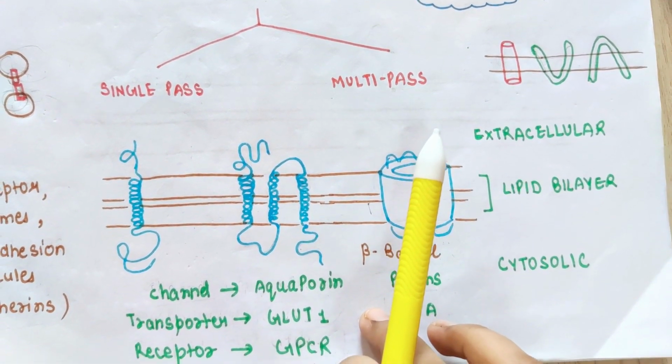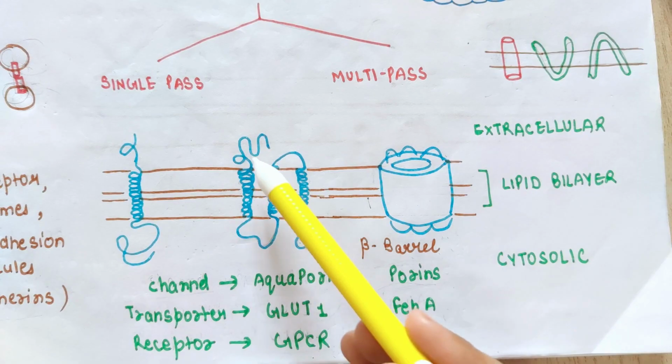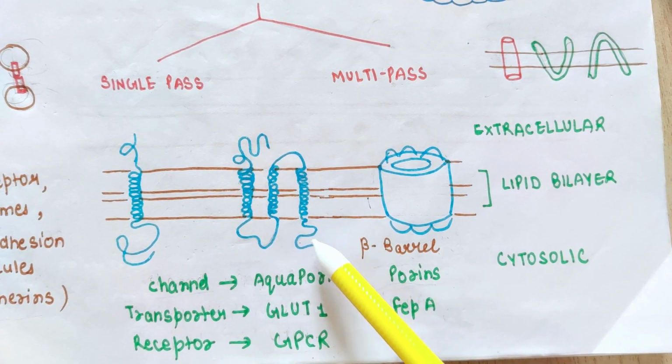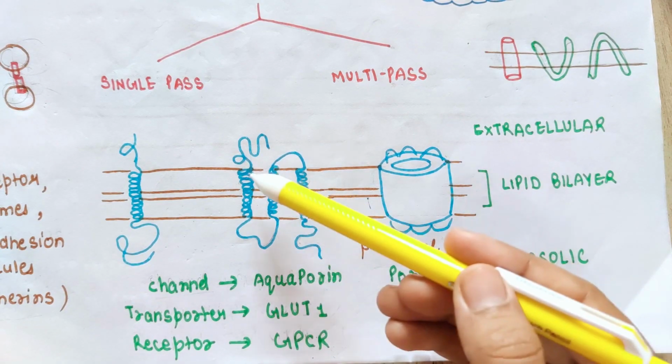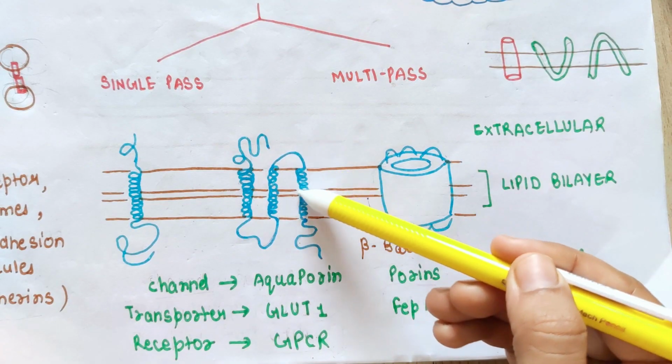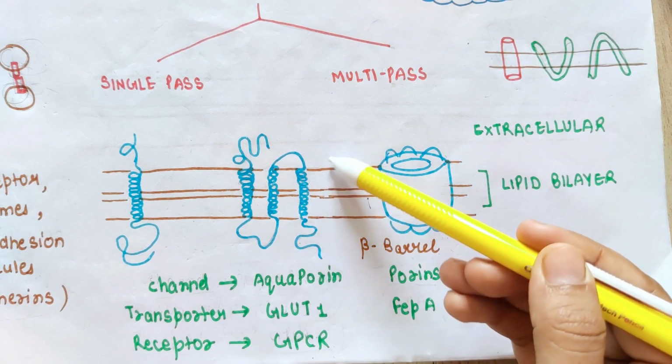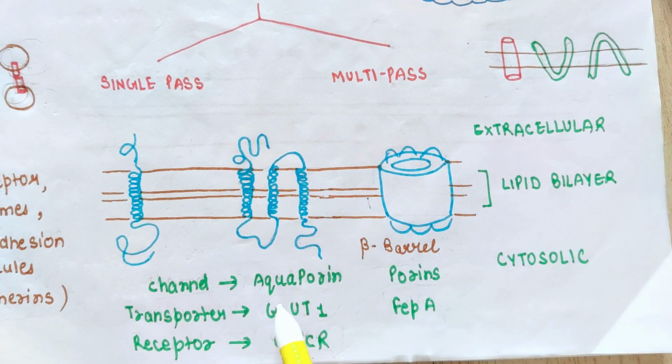Now next, these alpha helical multipass domains also serve the function of receptors. For example, GPCR, which is G protein coupled receptor. This receptor is also called a 7-pass protein, where the alpha helical polypeptide chain spans 7 times across the lipid bilayer.